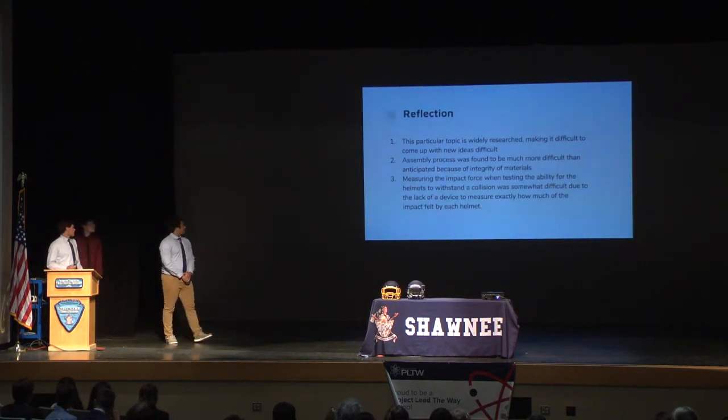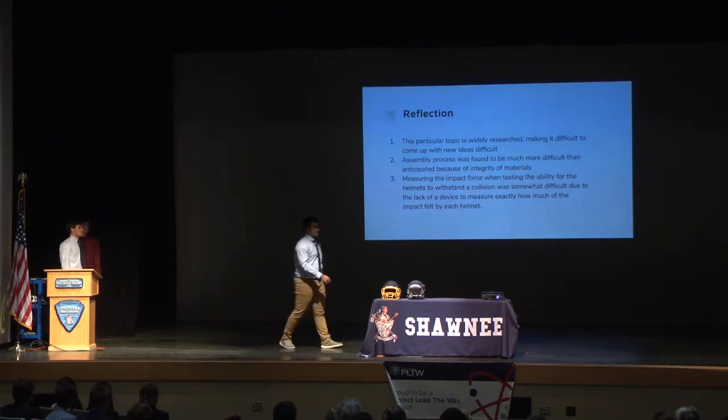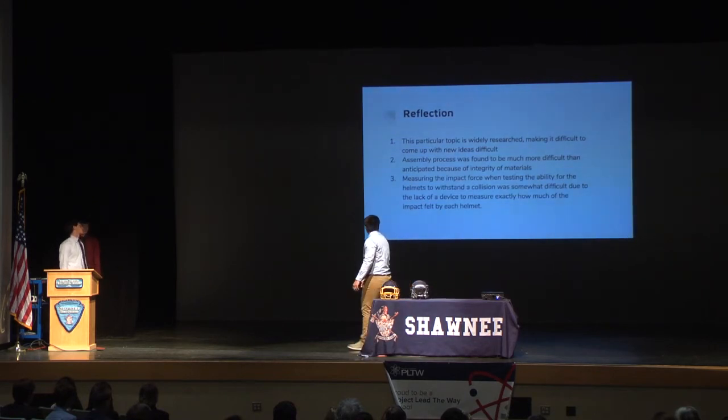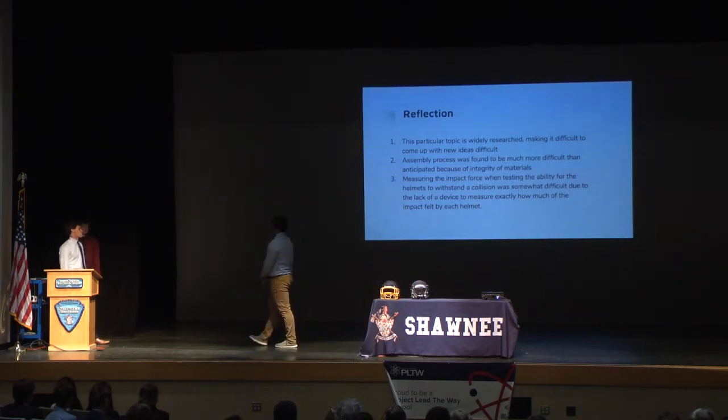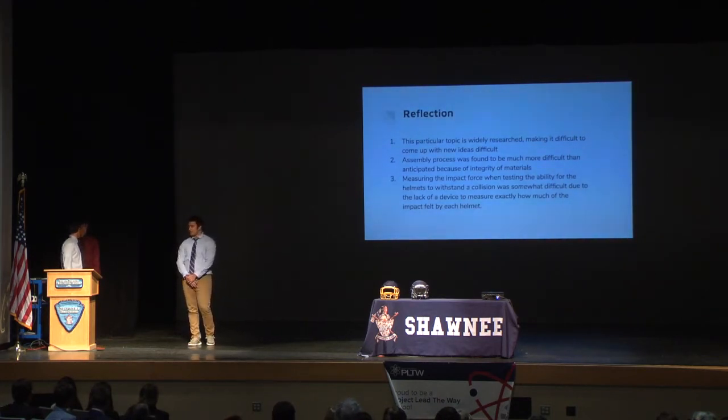So in reflection, I think the biggest issue we came across is that concussion research is such a widely researched topic today that it was hard for us to come up with our own creative idea, just because there are so many things already out there. Another issue we came across was during the assembly process, we found the integrity of the material made it difficult to measure how much material we needed for each prototype, which is why that first prototype looks a little smaller in the back and doesn't cover as much surface area. And then the third biggest problem we came across was that it was difficult for us to test the impact force and the friction on impact because we lacked a device with the resources to measure that impact.